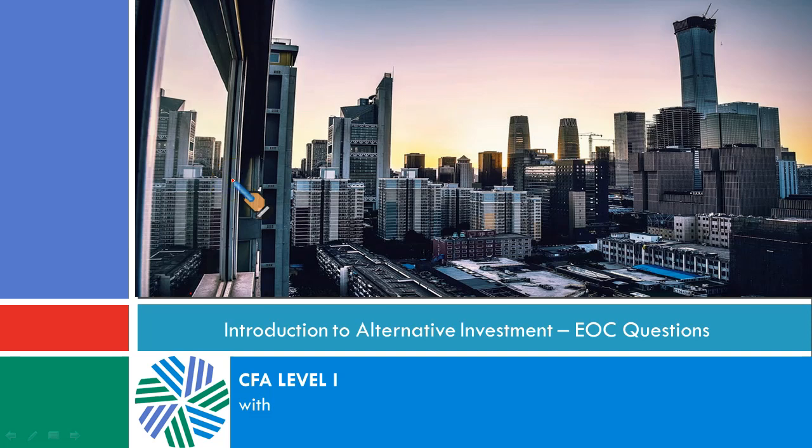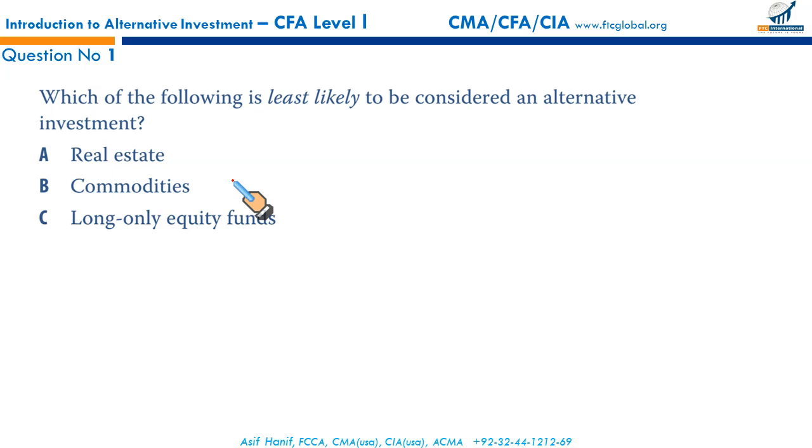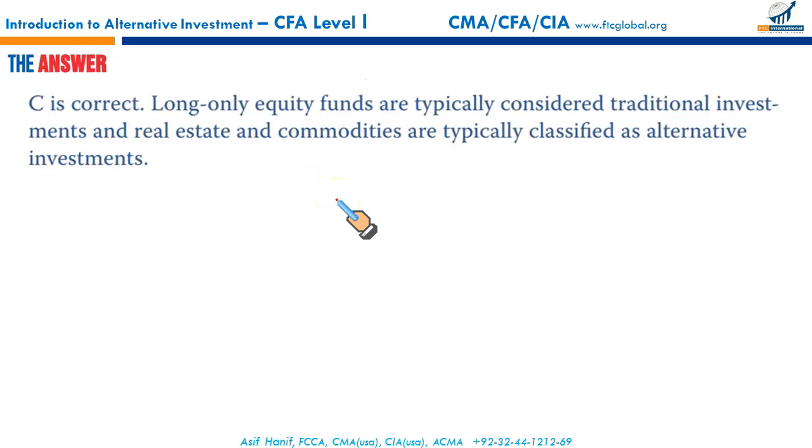Your next reading is Introduction to Alternative Investment, starting with question number 1. Which of the following is least likely, mind the word, least likely, to be considered an alternative investment? If you have read your theory, you would know real estate is an alternative investment. Commodities, yes, alternative investment. But long only equity funds, well, they are considered a traditional investment. So this is least likely to be considered an alternative investment. So that makes C the correct option.